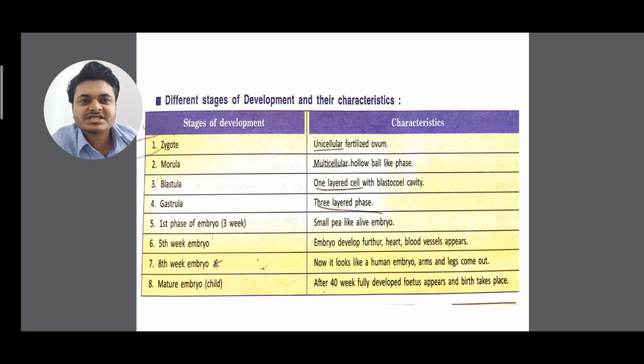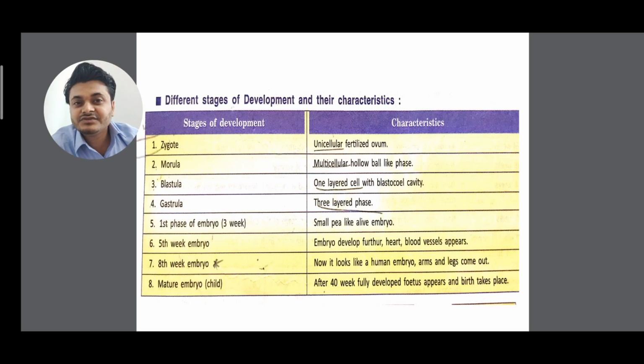And next comes the first phase of embryo, that is in the 3rd week. A small pea-like live embryo is formed. Next, in the 5th week the embryo develops further, heart and blood vessels appear. And in the 8th week of the embryo, now it looks like a human embryo, arms and legs come out. And the mature embryo, that is the child, after 40 weeks a fully developed fetus appears and the birth takes place.